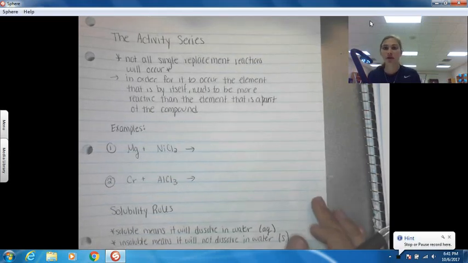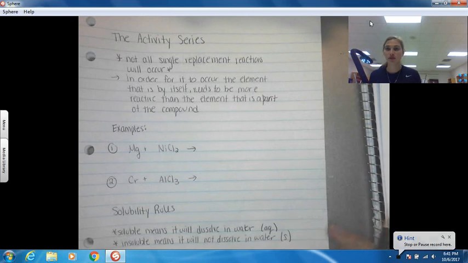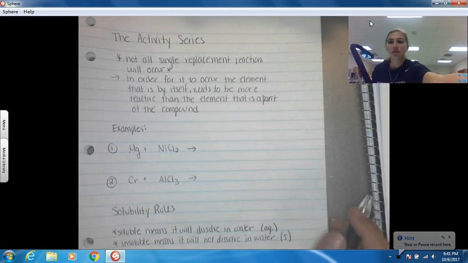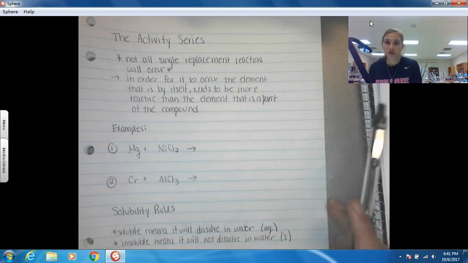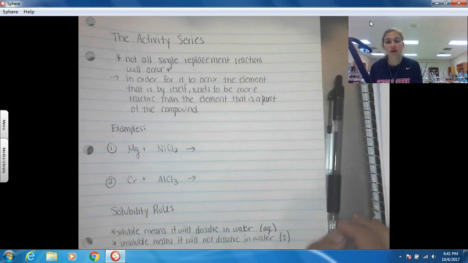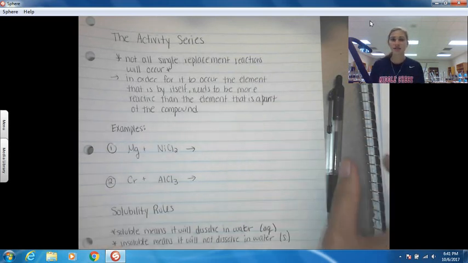Today we're going to talk about the activity series and the solubility rules. The reason why we need to know these is because not all double replacement and single replacement reactions work. It just depends on how reactive the elements are, or if when two ions come together, it's actually going to form a solid. So let's look at the activity series first.